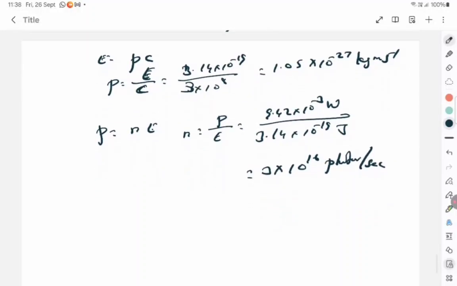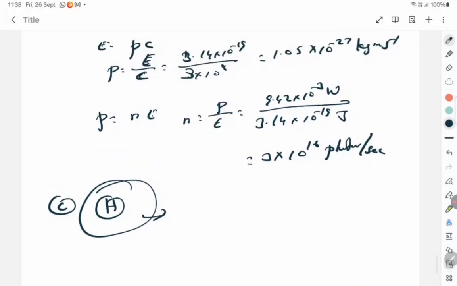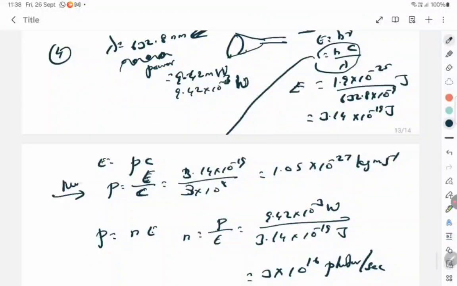Then they are suddenly changing the question, and question C is very difficult. How fast does a hydrogen atom have to travel in order to have the same momentum as this? Did you find the momentum here? Where is the momentum? Momentum is here. This is momentum p.